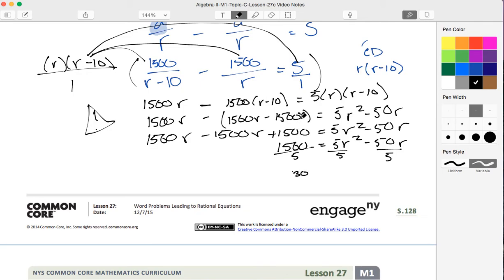Oh, this should have been 15,000, my bad. So this is 3,000 is equal to R squared minus 10R. If I'm going to subtract 3,000 on both sides, I'm going to get R squared minus 10R minus 3,000. Okay.